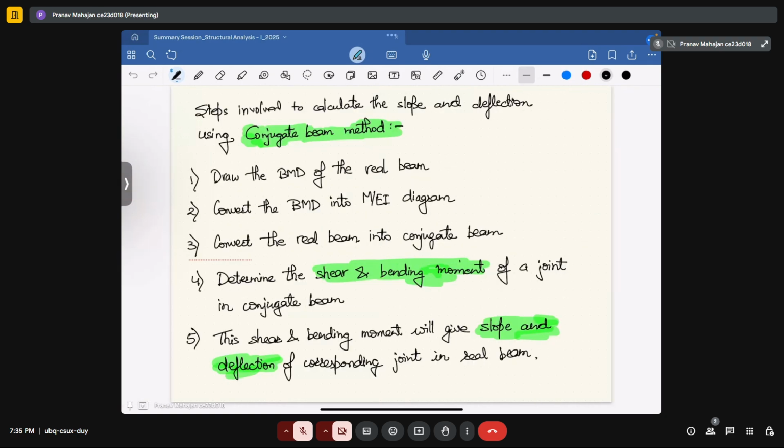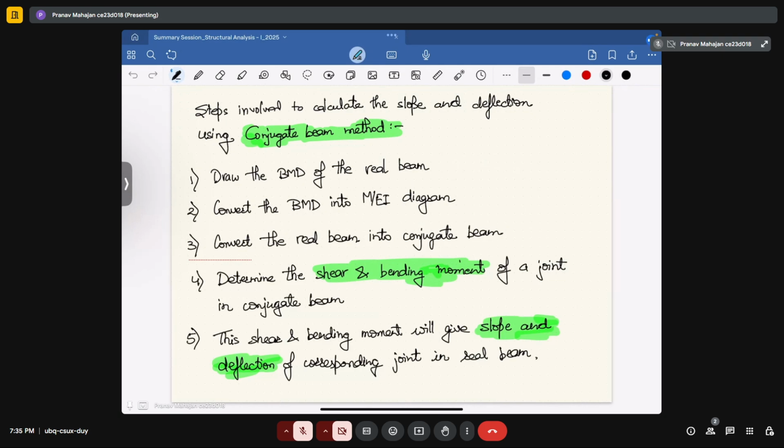We have five steps to determine the slope and deflection in the conjugate beam method. You will first draw the bending moment diagram of the real beam. Then you will convert the bending moment diagram into the M upon EI diagram, the same as you used to do for the moment area method. From this step, we will convert the real beam into a conjugate beam.